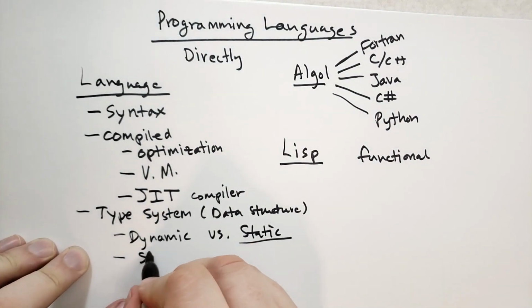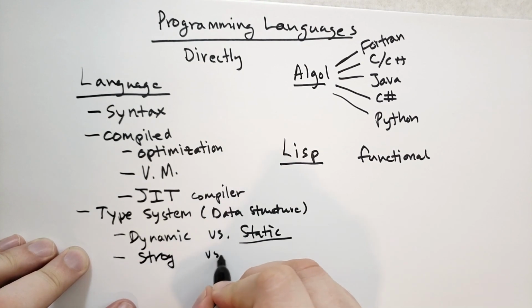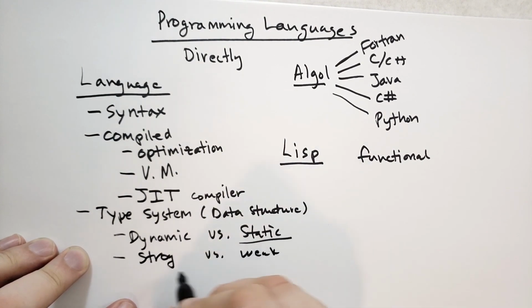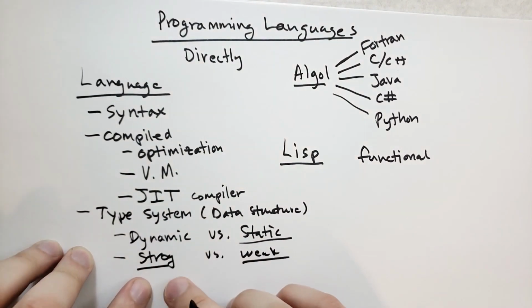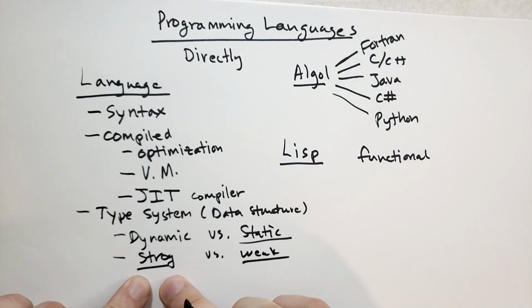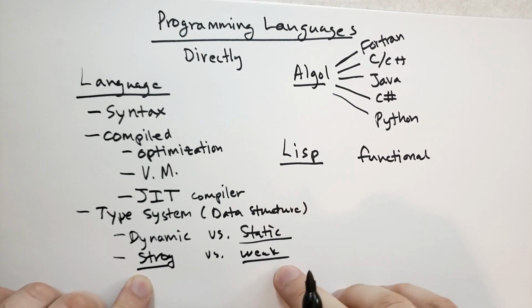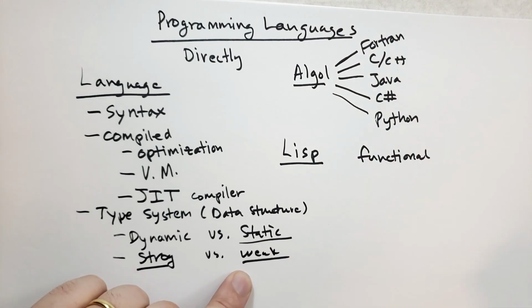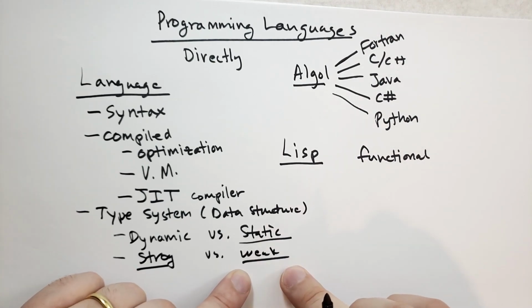The other thing we have is strong versus weak. In a strongly typed system, every value knows exactly what type it is. And so you can look at any region of memory that's being referenced by a variable and say, what are you? And it'll tell you. In a weak system, nobody knows what they are. So you go to a region of memory and say, what are you? And it says, I'm just a mush of bytes. I don't know what I am.